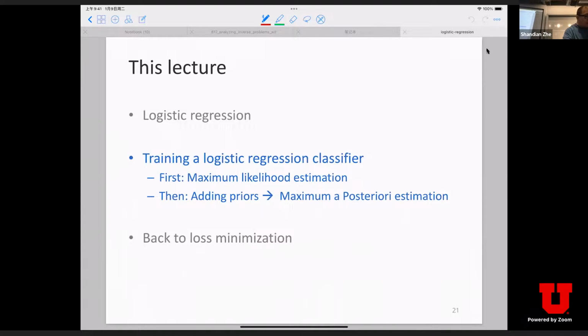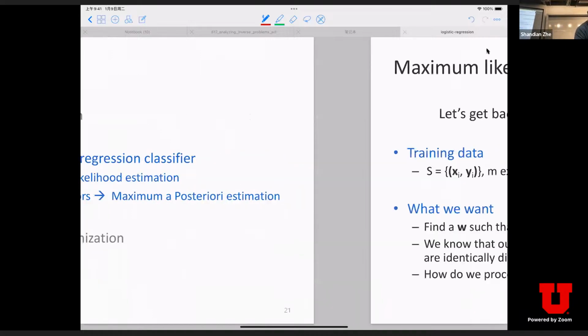Okay, so now we have introduced the logistic regression model. Next, we're going to talk about how to train a logistic regression classifier from data. We're going to first talk about how to perform maximum likelihood estimation, which corresponds to the so-called empirical risk minimization. And then we'll add some prior over the model parameters. Then our learning becomes maximum a posteriori estimation, or MAP estimation, which corresponds to the so-called regularized risk minimization principle.